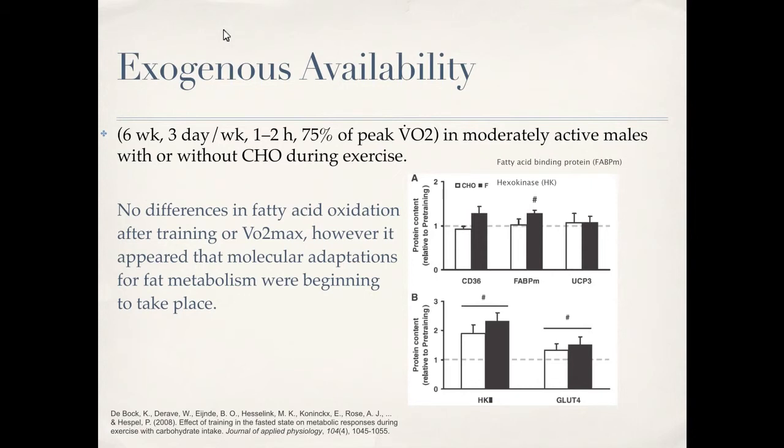As you can see here in graph A, the fasted condition, they were training with carbohydrates during or not carbohydrates during exercise. And you see CD36 and fatty acid binding protein are elevated to a greater extent in the fasting condition than the carbohydrate condition. We also see hexokinase is higher and GLUT4 translocation is higher. So this does seem to be triggering a lot of these molecular adaptations despite no difference in performance.